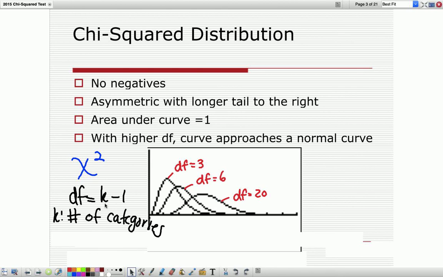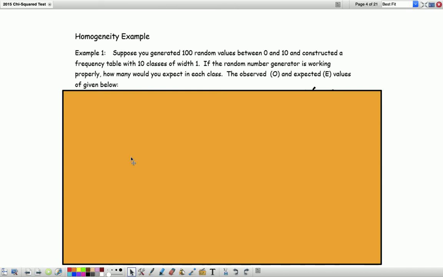And defining degrees of freedom, we're going to do categories minus 1. So if we're talking hair color and we're looking at red hair, blonde hair, and brown hair, that's 3 categories, so our degree of freedom would be 2, for 3 minus 1. Okay, so we're going to look at 2 examples today of chi-square tests, and we're going to do another one next time, and I'll show you calculator stuff.